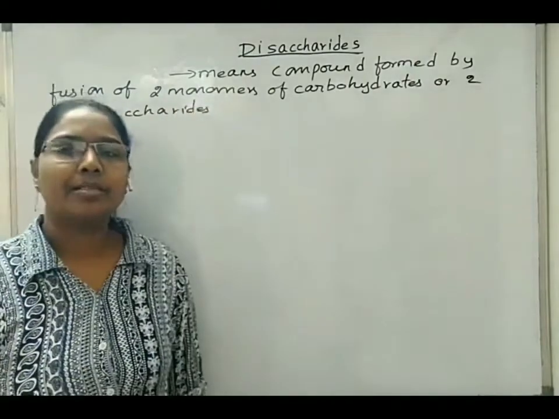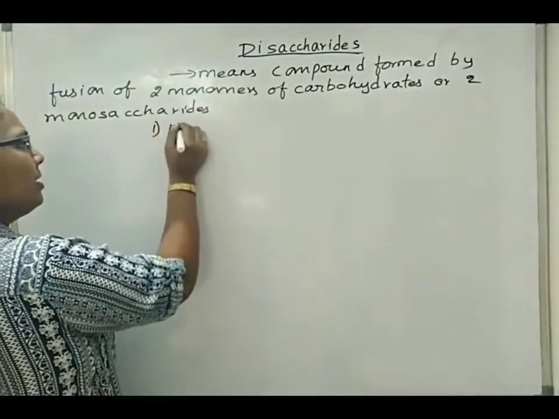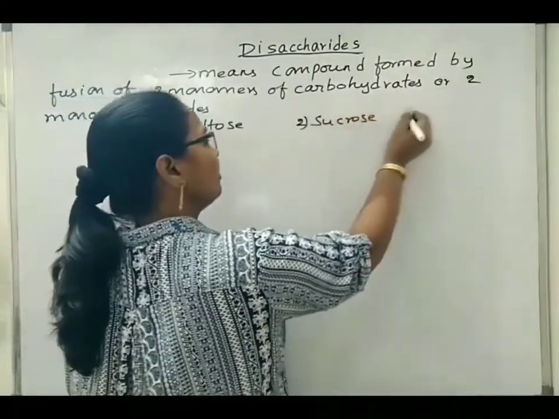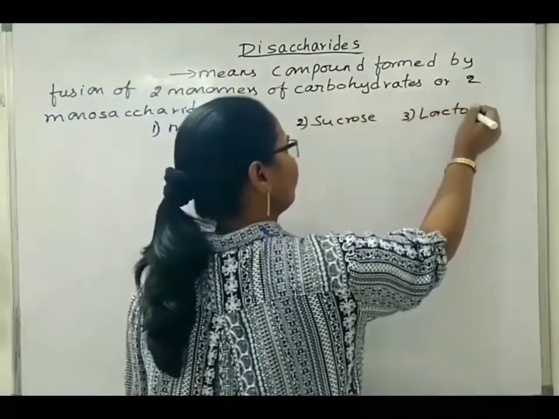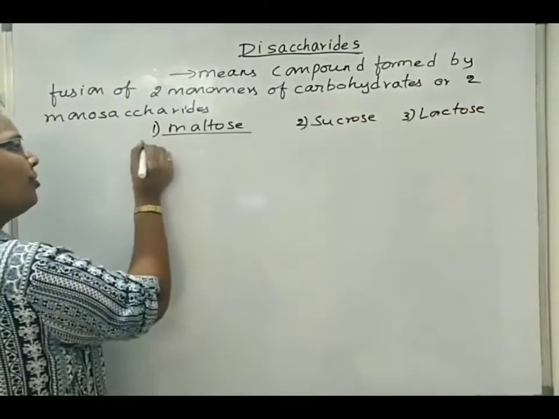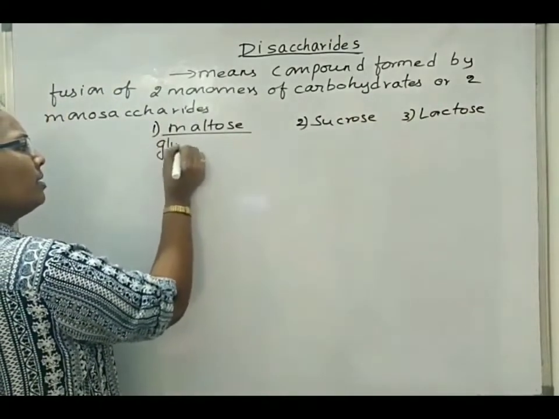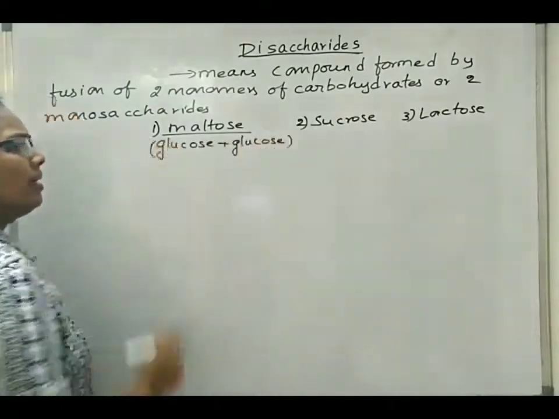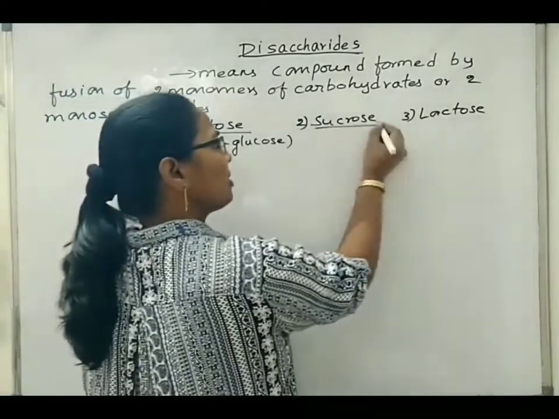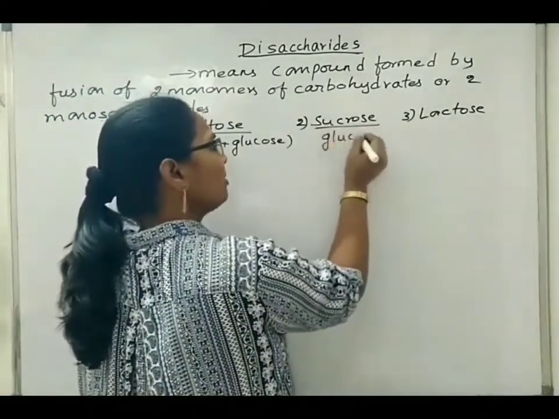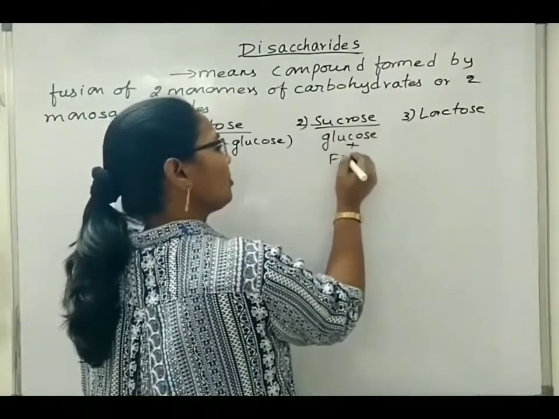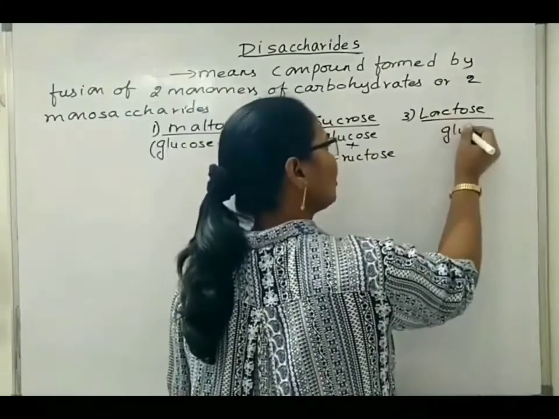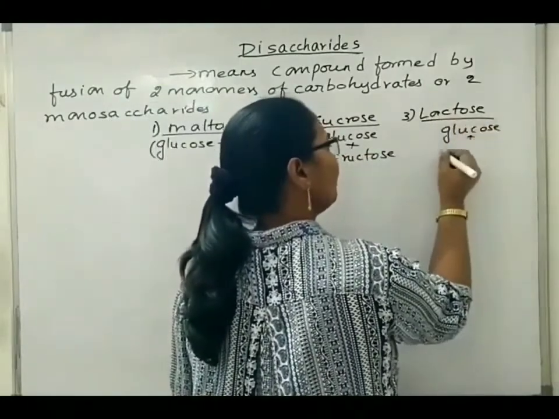Here we have a few examples according to our NCERT, like one is maltose, sucrose and lactose. Maltose is made up of two glucose units, so we will write here glucose plus glucose. Glucose is a monosaccharide. Sucrose is made up of glucose plus fructose. Lactose is made up of one glucose molecule plus one galactose.